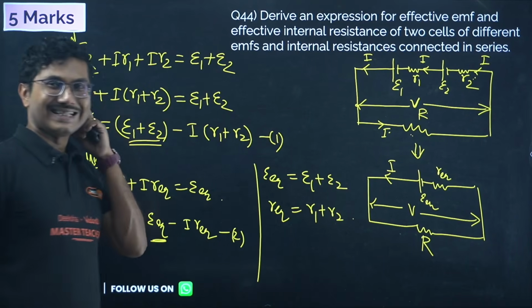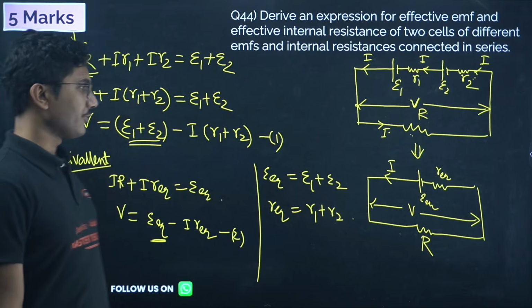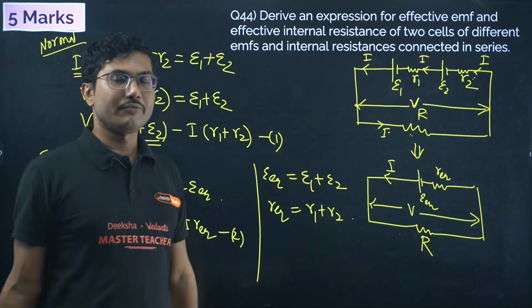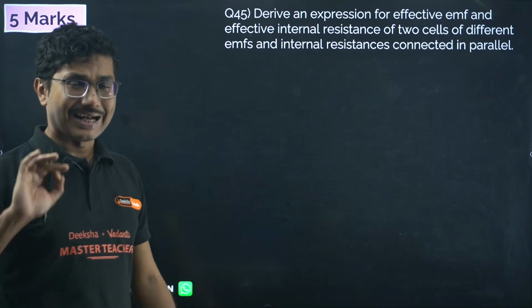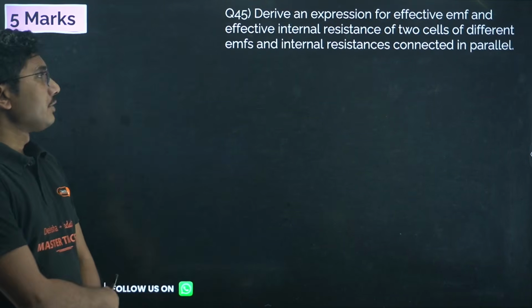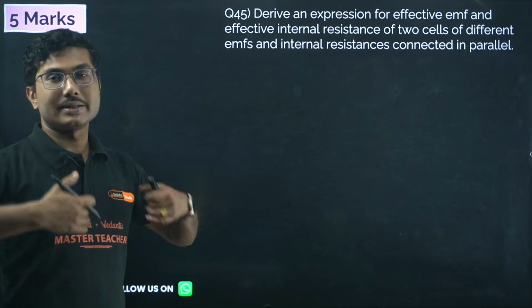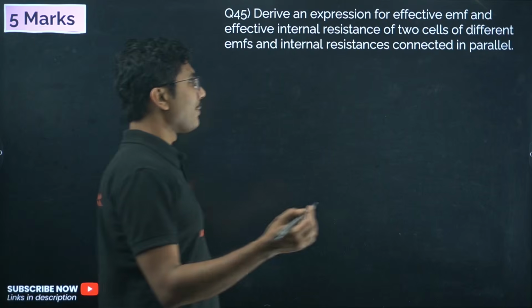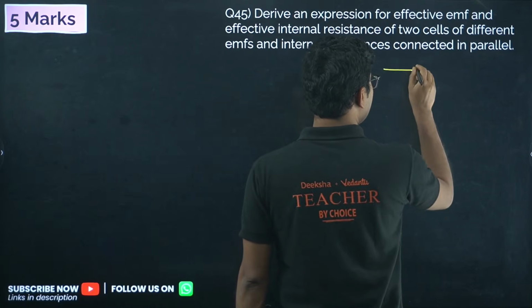Even though this is easy, this is the most commonly asked question. Apart from Kirchhoff's law, series combination of cells is also very, very important. Parallel combination did come, but the number of occurrences is less. Anyway, this might come, and you might say, sir, you did not do parallel and it came in your exam, what to do? So let's do the parallel one as well. Parallel combination is the same.